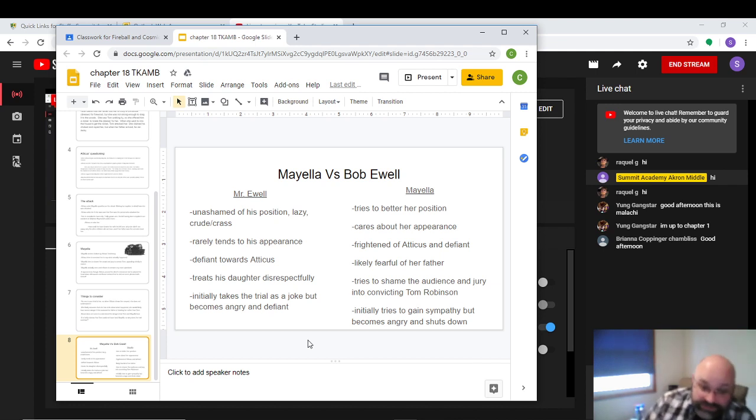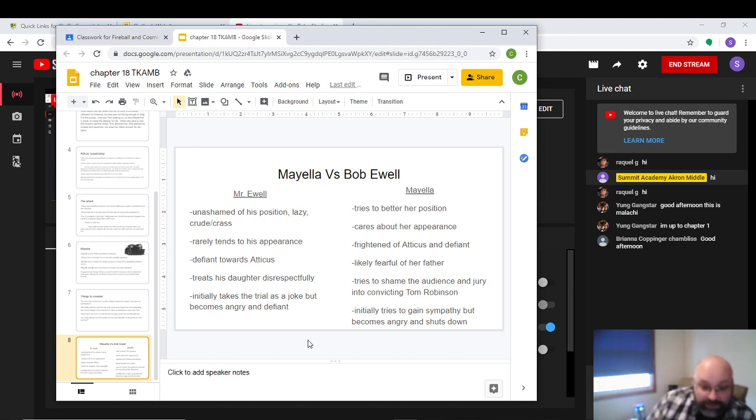Mr. Ewell treats his daughter disrespectfully during the trial. He mentions that she was lying on the ground, crying like a stuck pig, like a pig that had been stabbed. That's his daughter who had presumably just been raped and beaten, and that's how he's referring to her. Also, he takes the trial as a joke. He eventually does become angry and defiant, though.